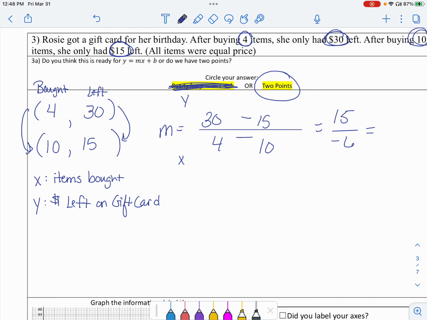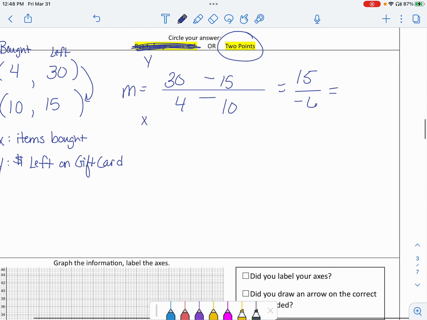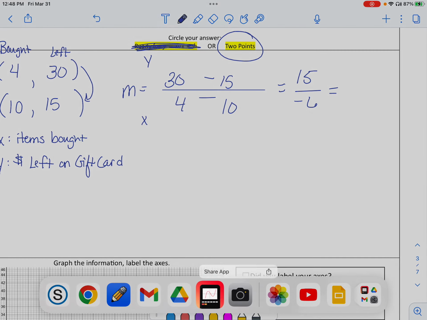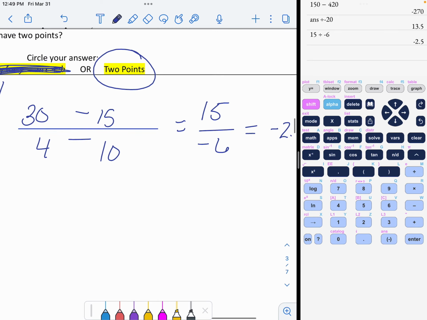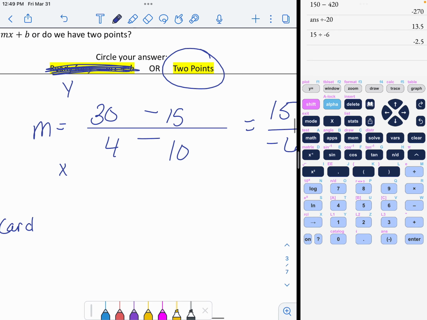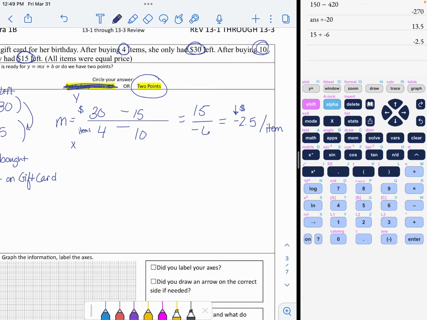And because this is a word problem, I'm just going to really quick grab my calculator and divide it. What do I have, guys? I have 15 divided by -6. I may as well keep this just in case I mess something up. I don't want to have to redo all my notes. So I'm going to use negative 2.5. That's my slope. And just so we're all aware, this was money and this was items. So that must mean that she goes down $2.50 for every item she buys.